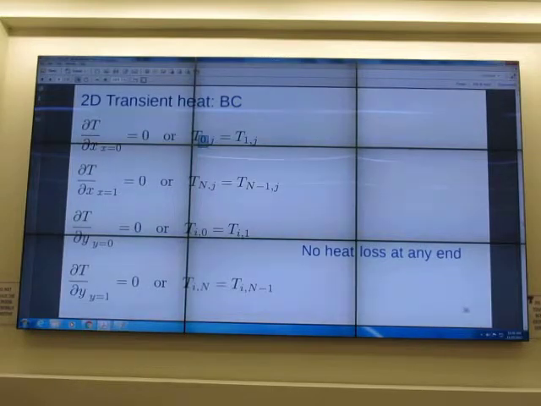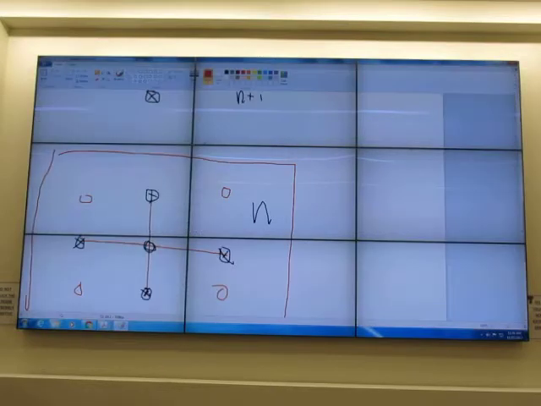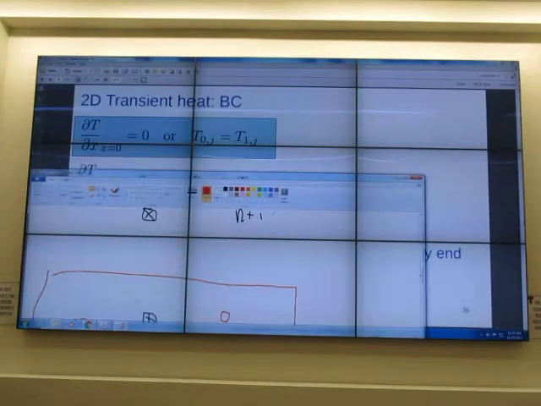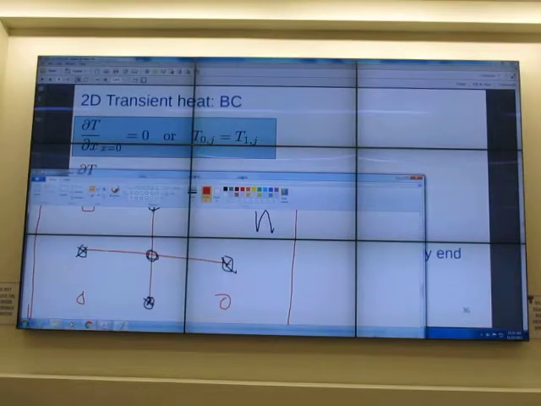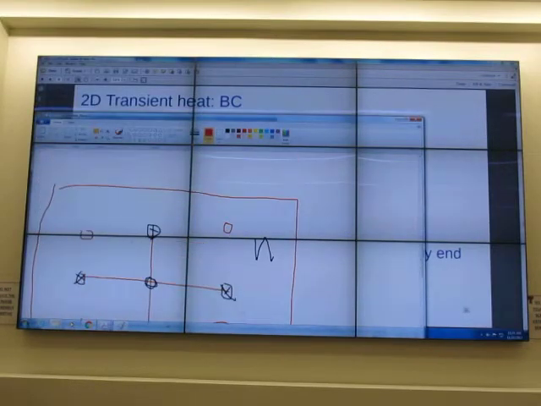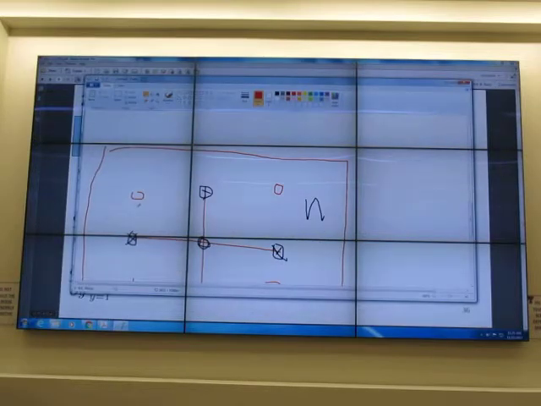Okay. Daniel, can you tell me how do I get this? I was about to ask you a question. Okay. dT by dx at x equal to 0. Let's take a look where x equal to 0.